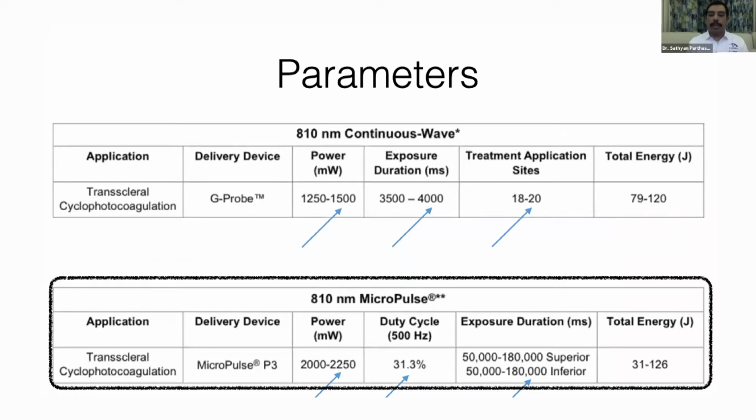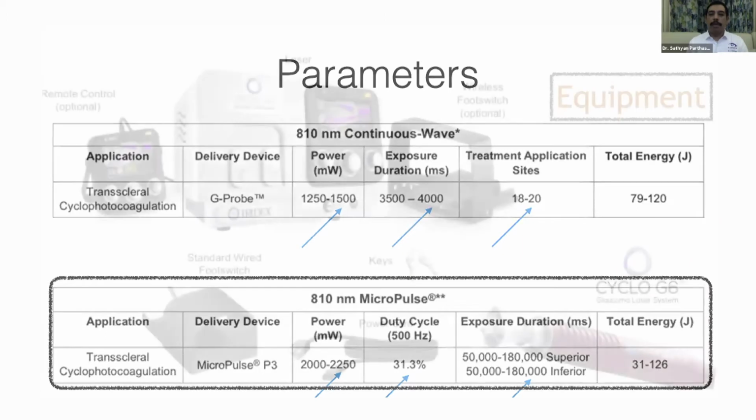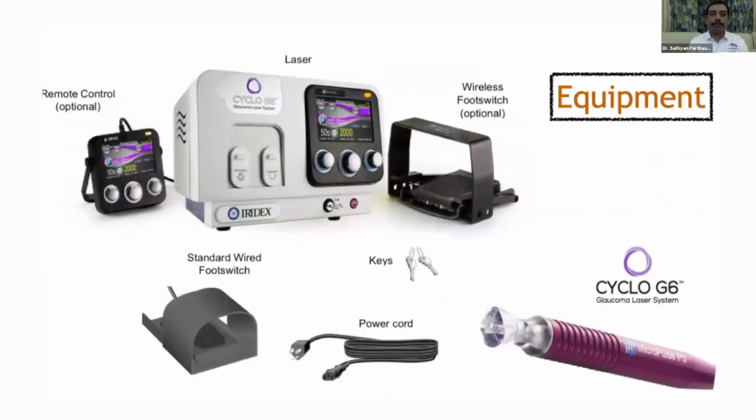What are the other parameters here? This is the equipment, and you have optional equipment like the remote control and the wireless foot switch. You can see on the right bottom is the Cyclo G6 probe. There are two different probes. In India, the first model is available; the second model is still not available.